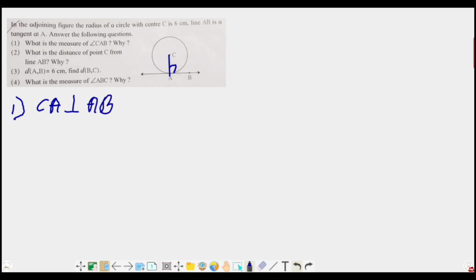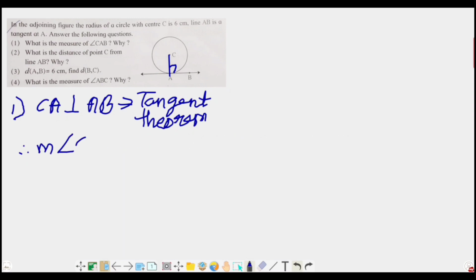Why it is perpendicular? According to which theorem, students? Tangent theorem. So the reason will be tangent theorem. Since it is perpendicular, so my measure of angle CAB is 90 degree. So we have solved this with reason.